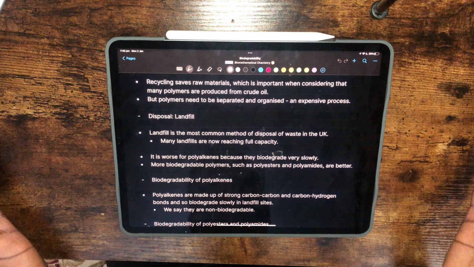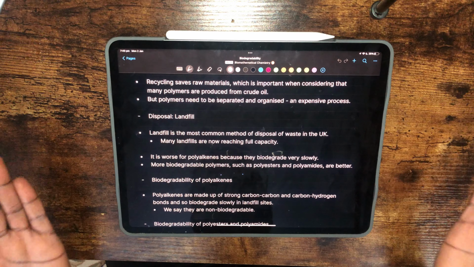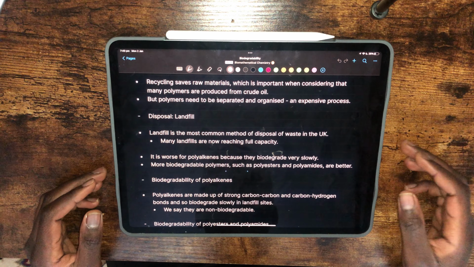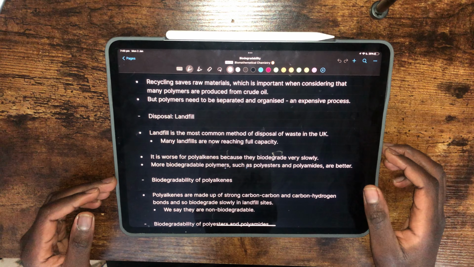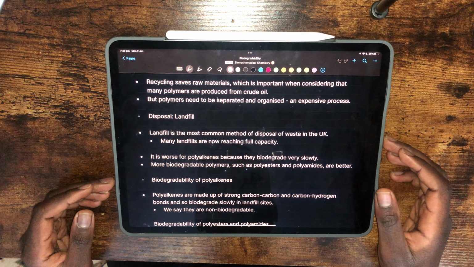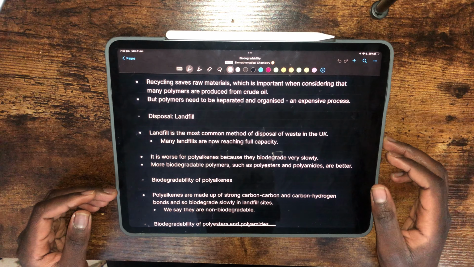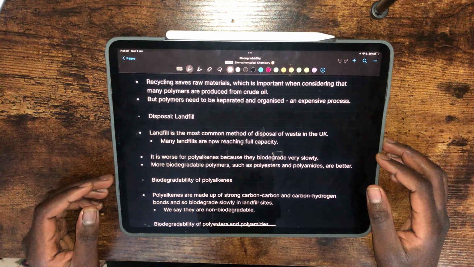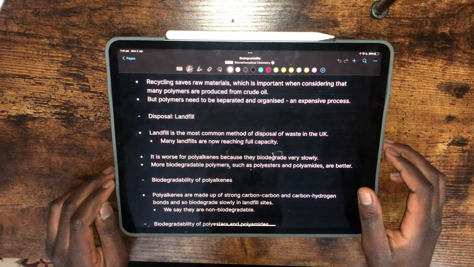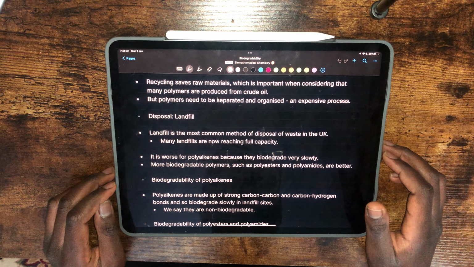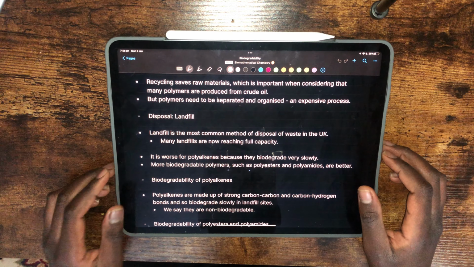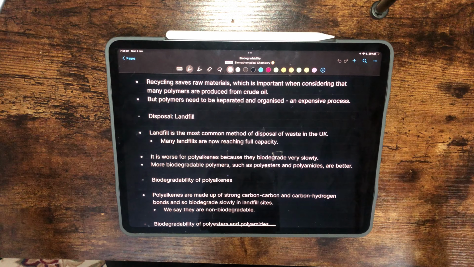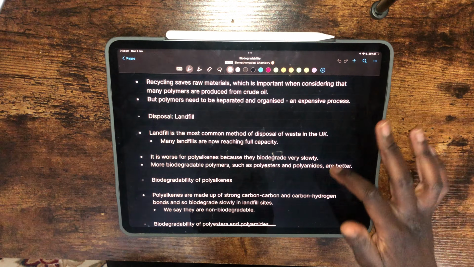They're so slow in biodegrading that they're considered not to biodegrade. It takes probably around 1,000 years to biodegrade some of these polyalkenes. But polyesters and polyamides are pretty easy to biodegrade. You can do that in a month or two, and they biodegrade pretty easily. But polyalkenes take thousands and thousands of years, so we just consider them to be non-biodegradable.